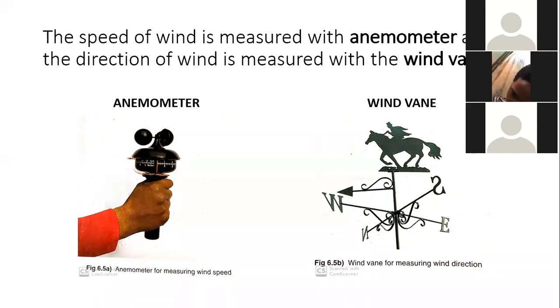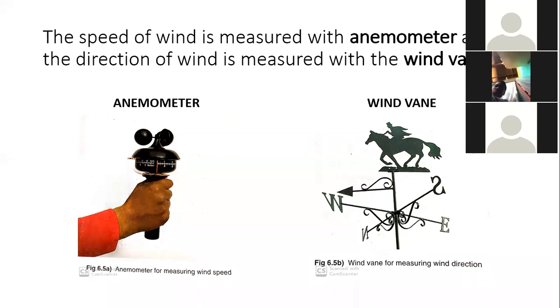Wind vane. So as you can see, on my left is an anemometer measuring wind speed. Then on my right, you have the wind vane measuring wind direction. As you can see, the anemometer is handheld.